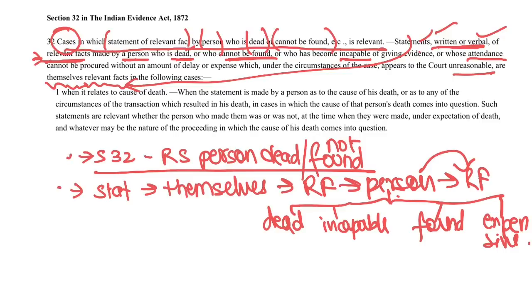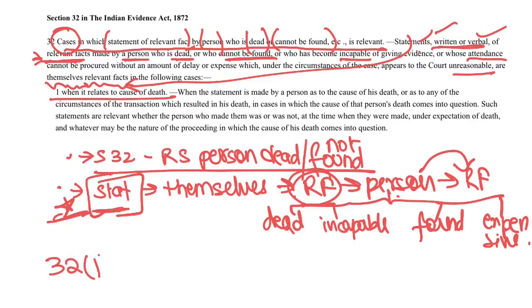So right now in your notes you have 2 points. One is the heading of the section, and then this section is regarding statements which themselves become relevant facts when they are made by a person regarding a certain relevant fact. So these statements themselves are relevant facts. This is the most important thing that you need to remember in the second line.